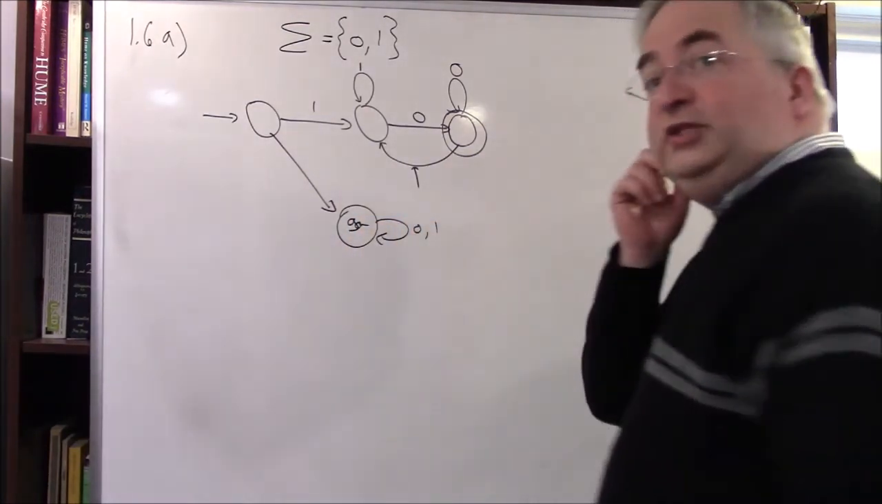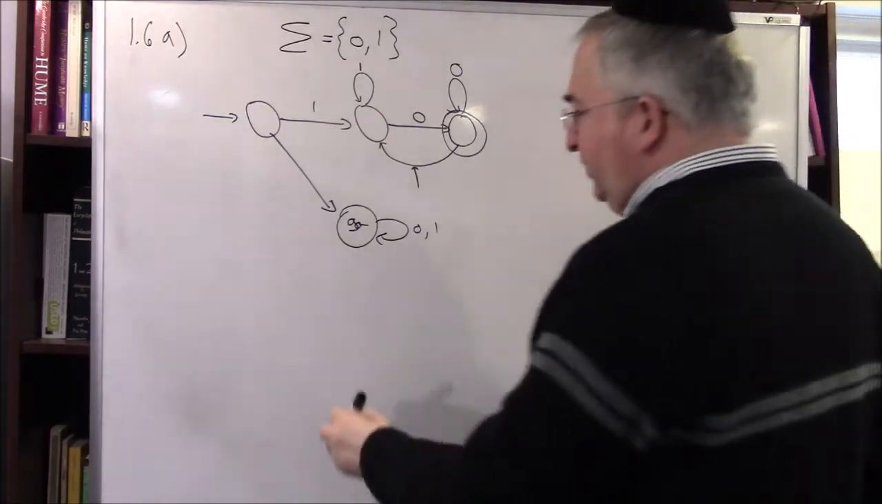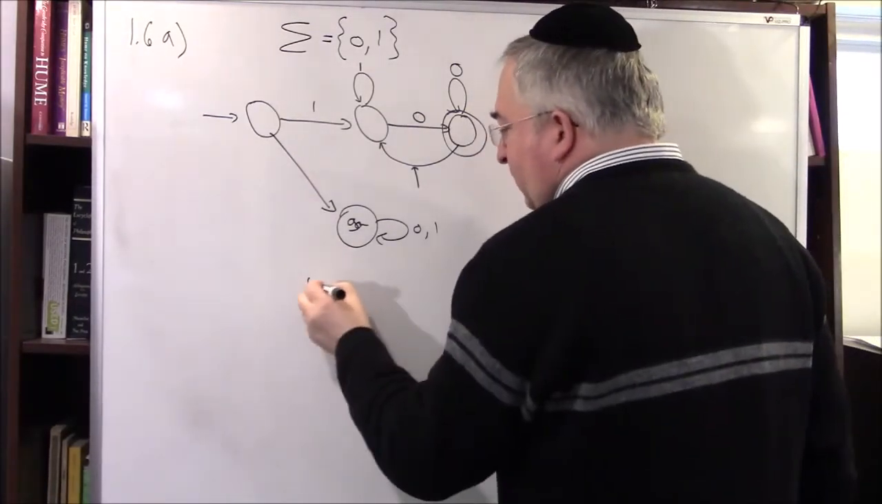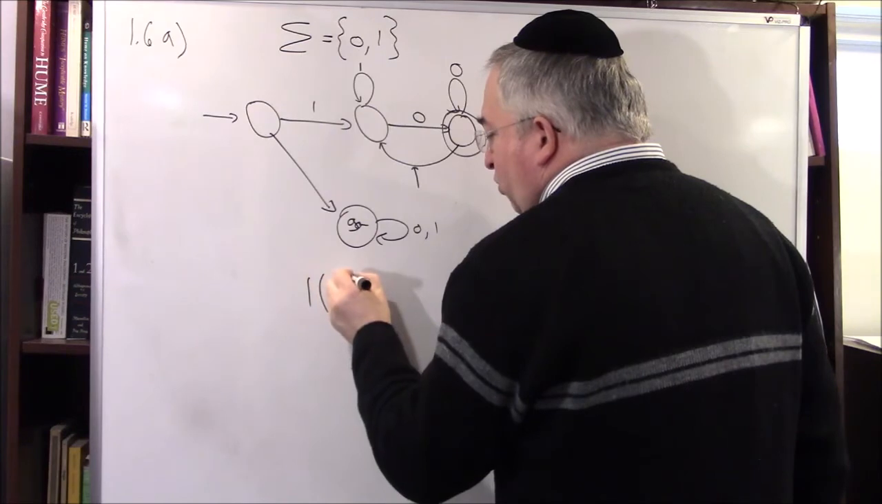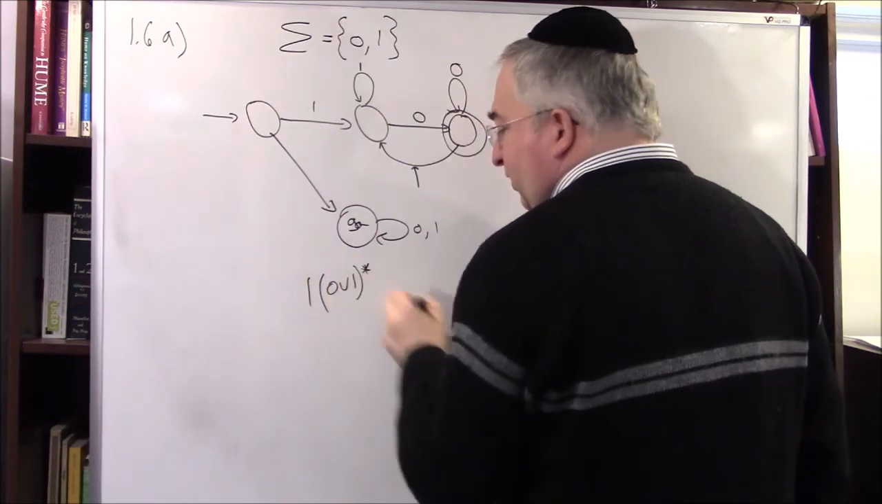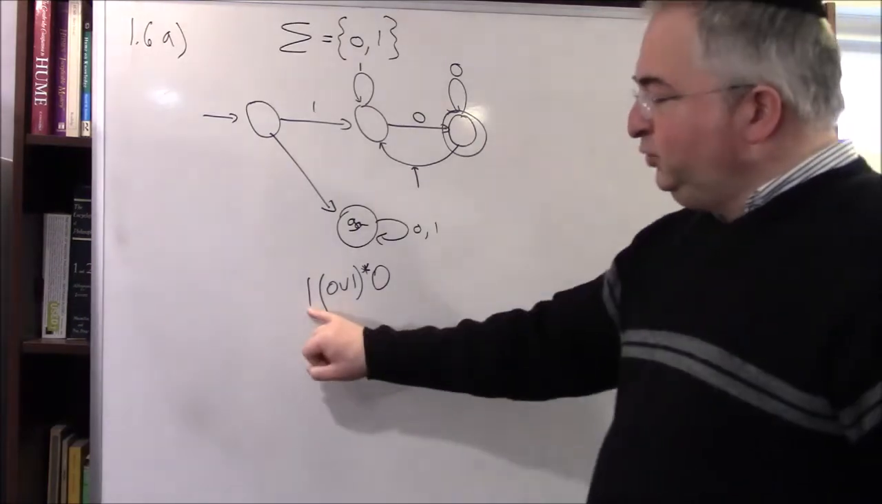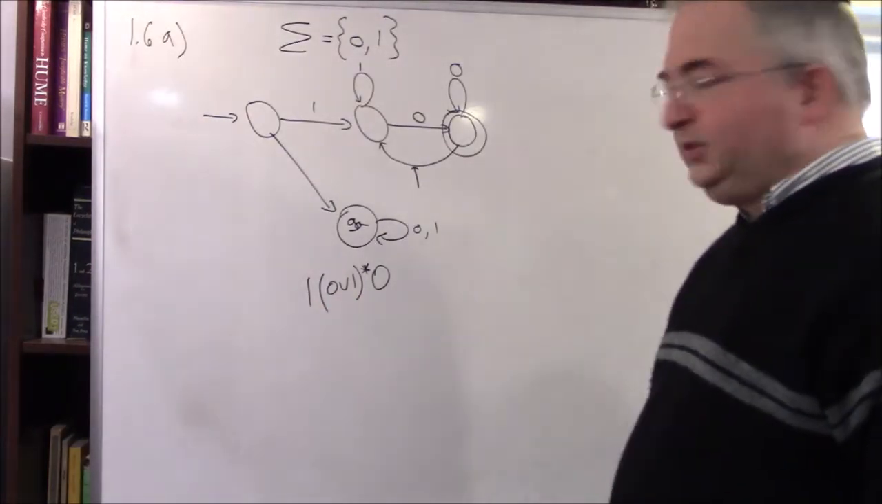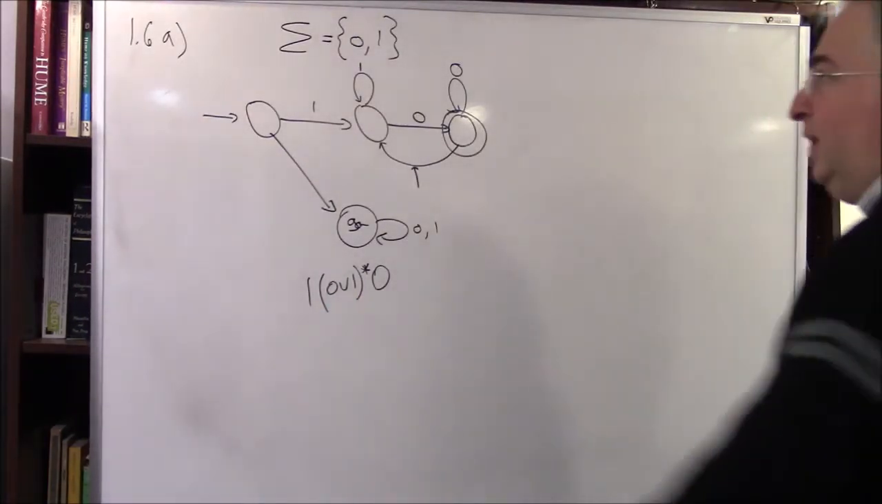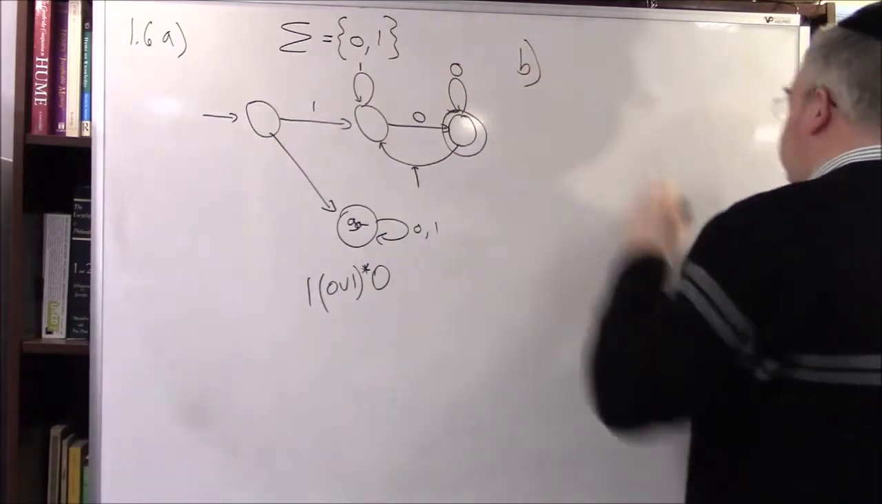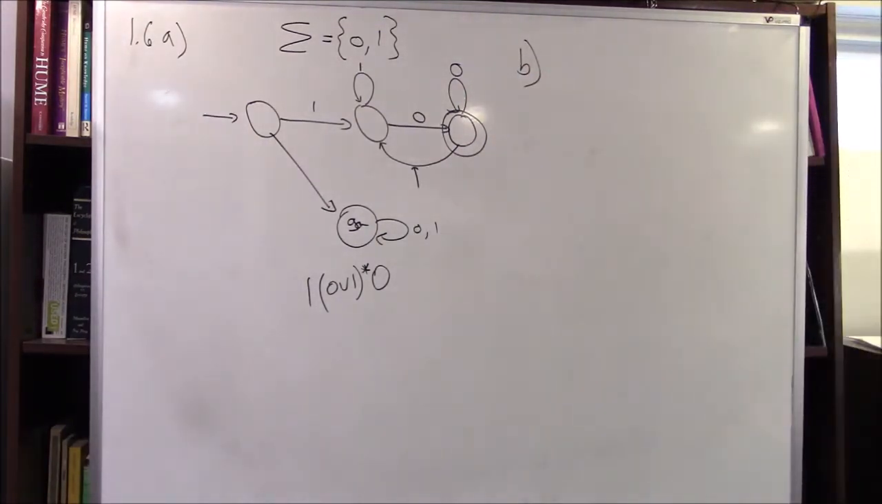By the way, let's write a regular expression for this. Very simple. 1, 0 or 1 star, 0. Begins with a 1 and ends with a 0. Okay, that's A. Let's do B. Let's read it.